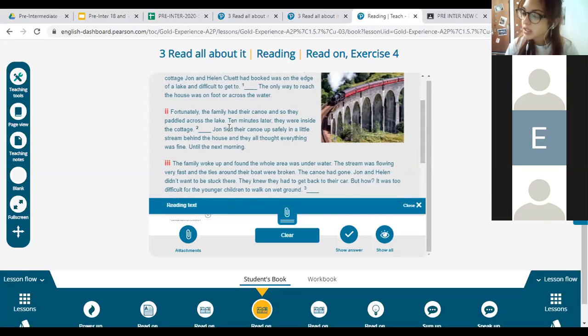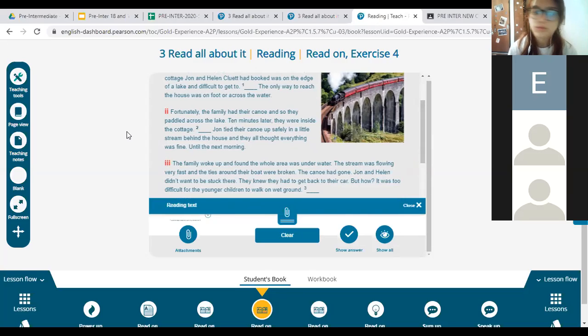Let's see what happened. Tommy, can you read it? Fortunately, the family had their canoe, and so they paddled across the lake. 10 minutes later, they were inside the cottage. John tied their canoe up safely in a little stream behind the house, and so everything was fine until the next morning.